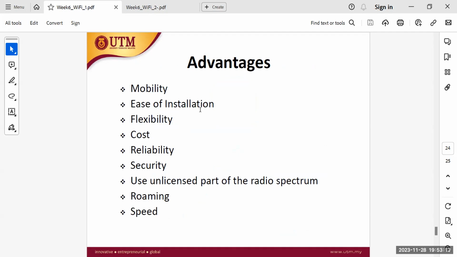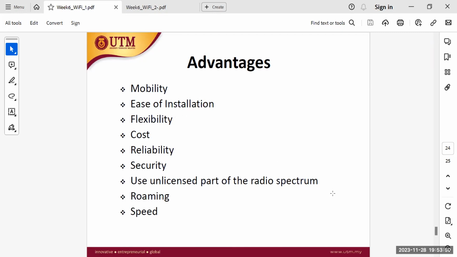There are a number of advantages of Wi-Fi. You know very well that mobility is the first and foremost thing. It is very easy to install. You don't need to be a computer science specialist or an engineer to install a Wi-Fi device. It's quite simple, quite flexible. It is also cost effective. The information being relayed is secure, and therefore reliability and security are incorporated. It uses the unlicensed part of the radio spectrum. This is very important.